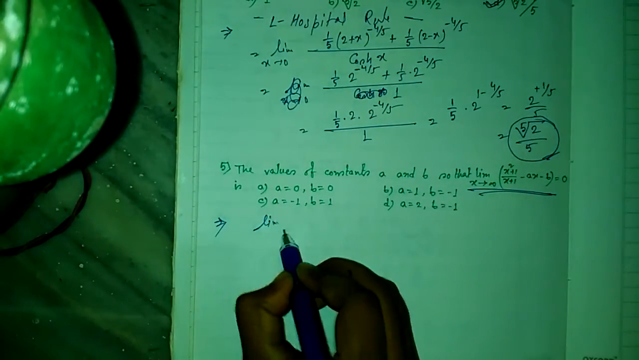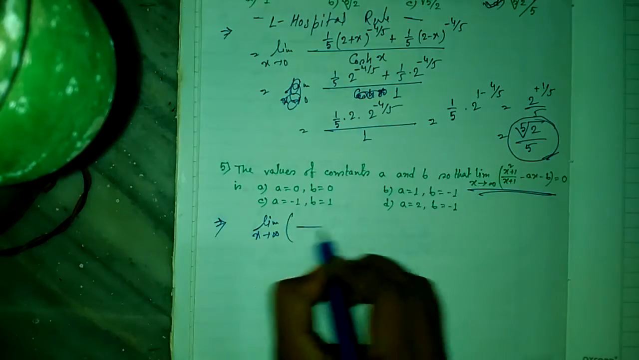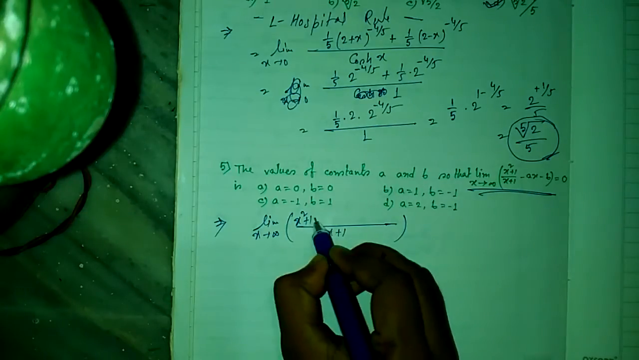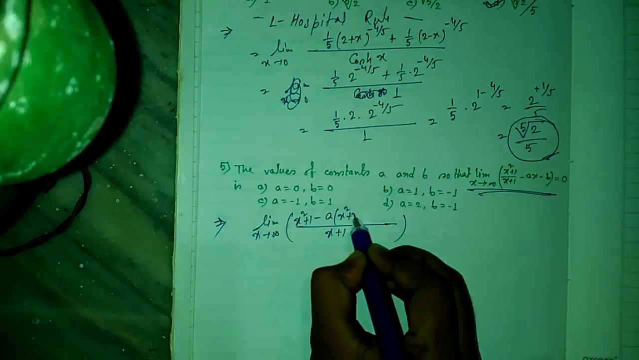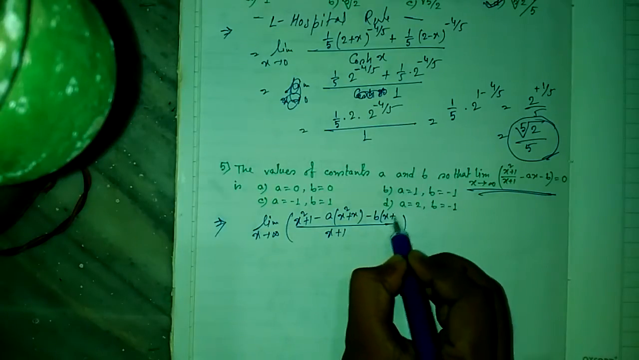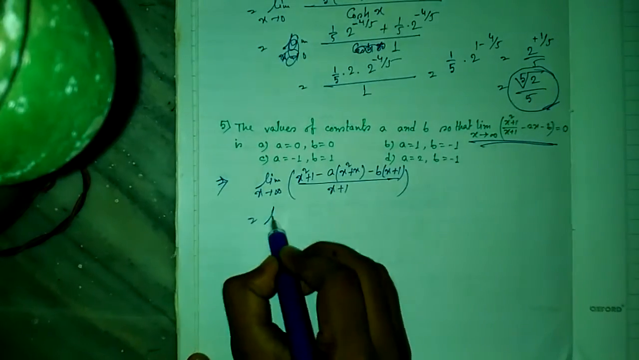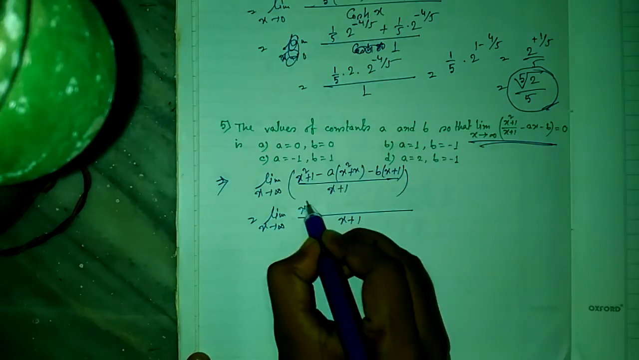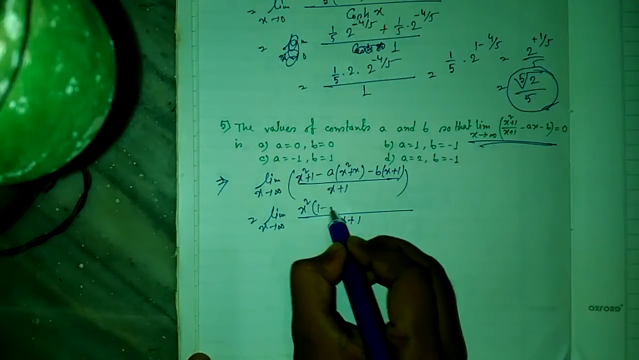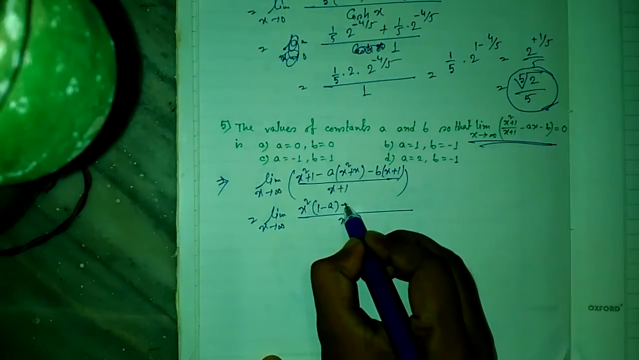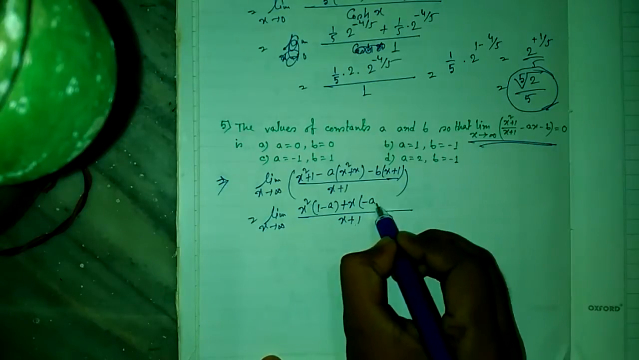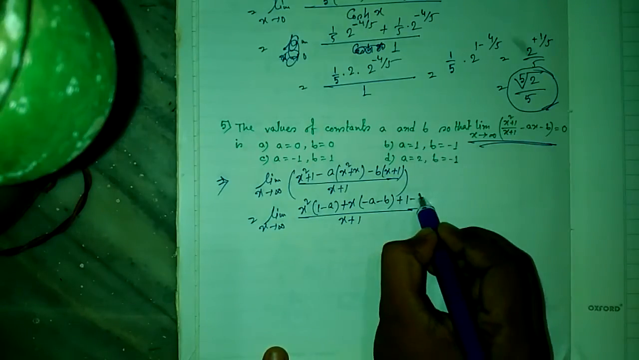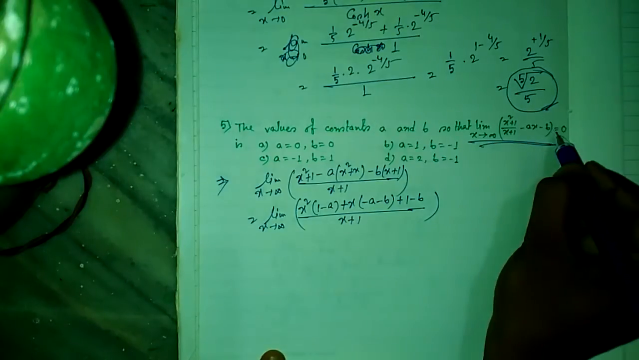So this limit can be written in simplest form. This will be the LCM, so this is x plus 1. If we write this in structure, this will be x square into (1 minus a) plus x into (h minus a) minus b, over x plus 1. Again this limit is 0.